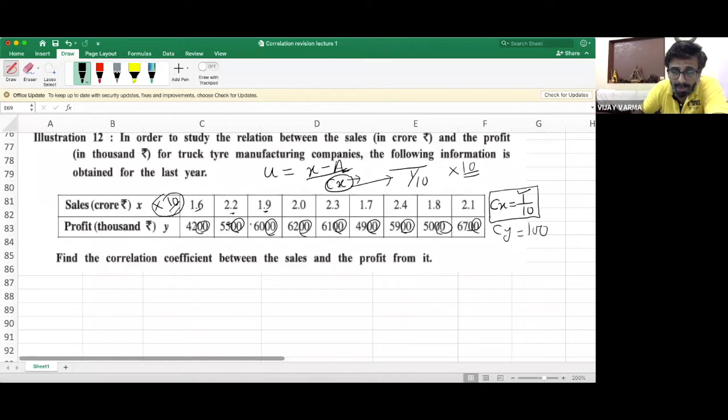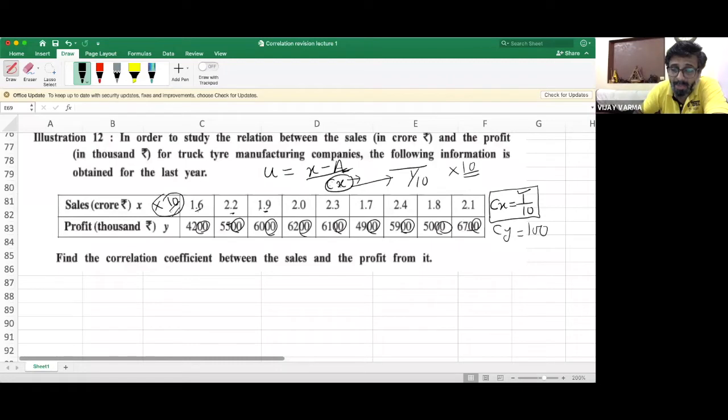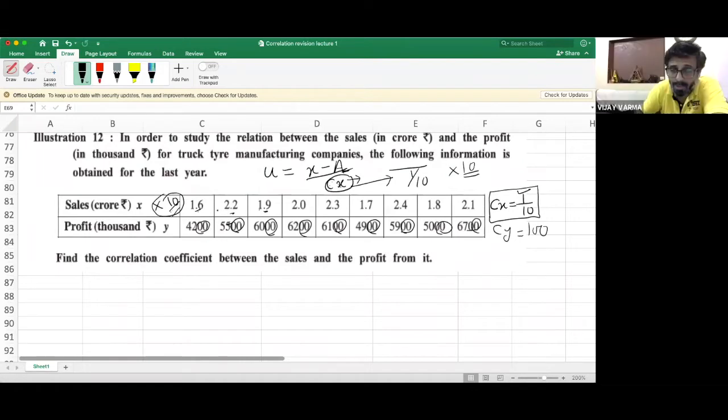Beta, see, cx is the number by which you divide, x minus a upon cx. Now, Siddharth, what will you do to remove the decimals 1.6, 2.2, 1.9? To remove the decimal, we will multiply with 10. 1.6 into 10 is how much? 16. Did you understand?